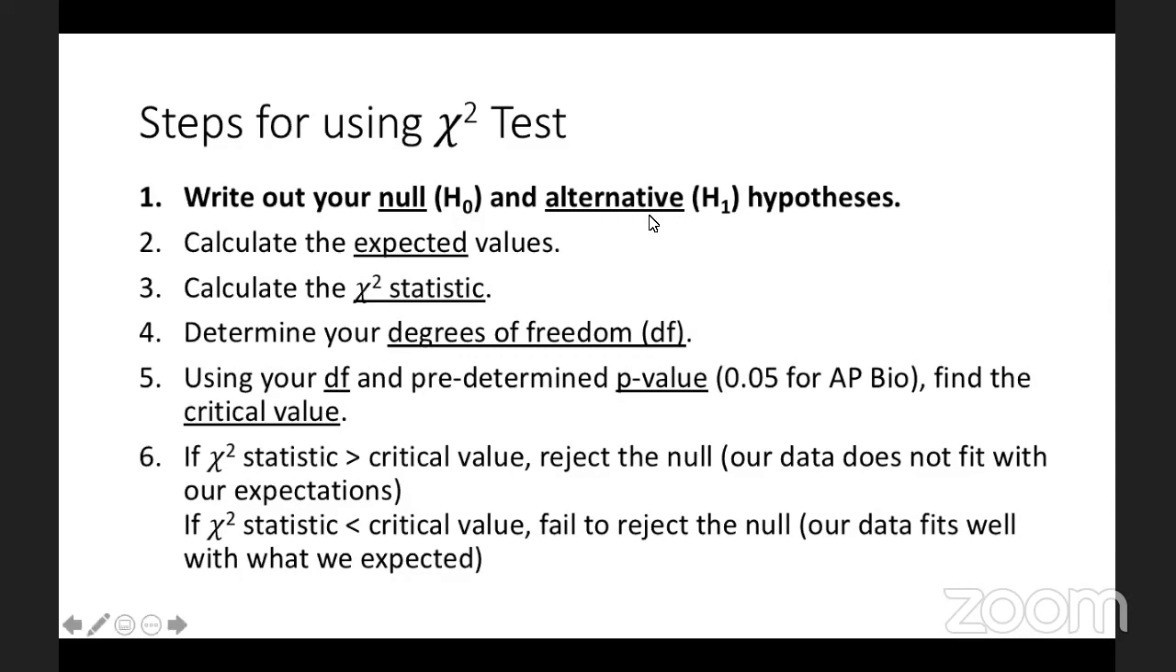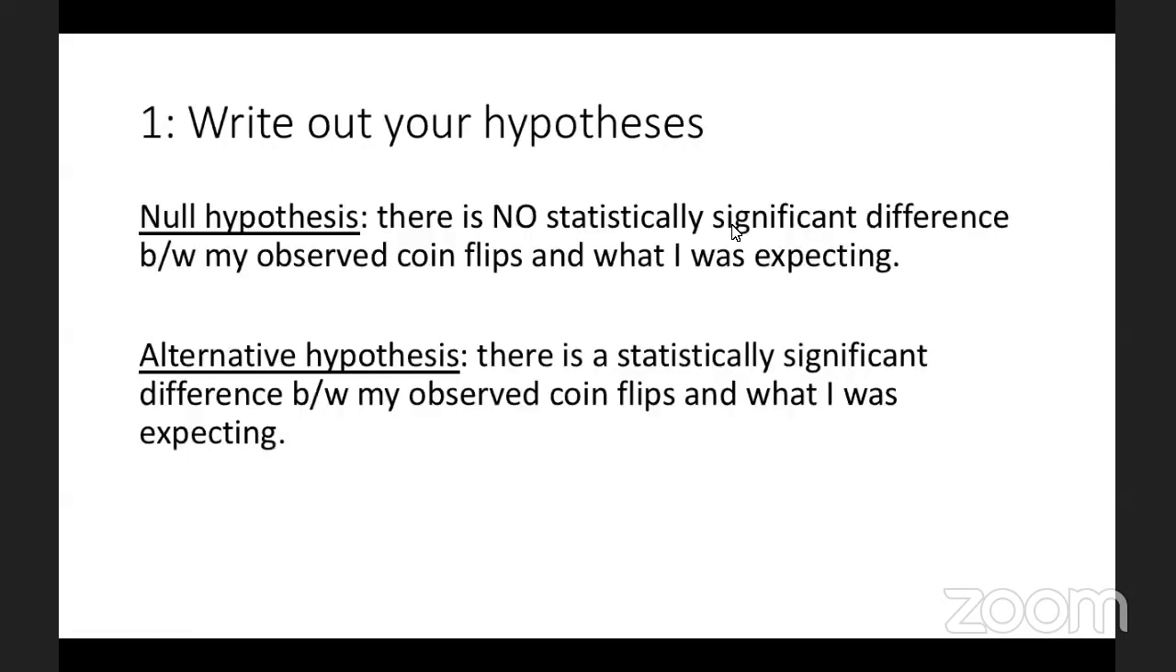The alternative hypothesis is exactly what it sounds like. It assumes that something else is going on, right? And so for this particular experiment, our null hypothesis would say that there's no statistically significant difference between your observed coin flips and what you were expecting. The alternative hypothesis would be that there is a statistically significant difference between your observations and what you were expecting.